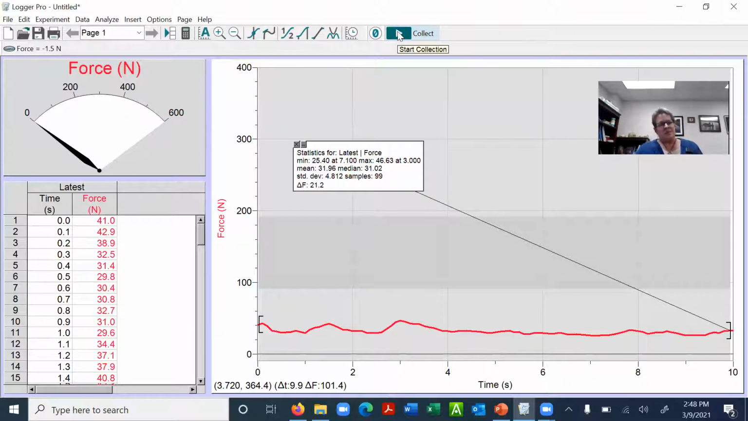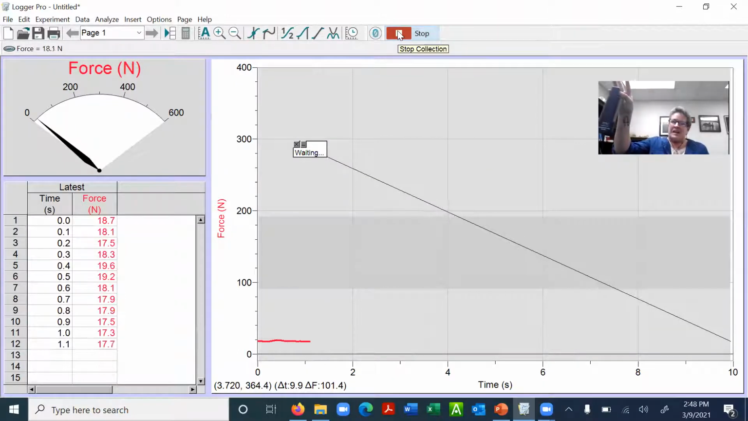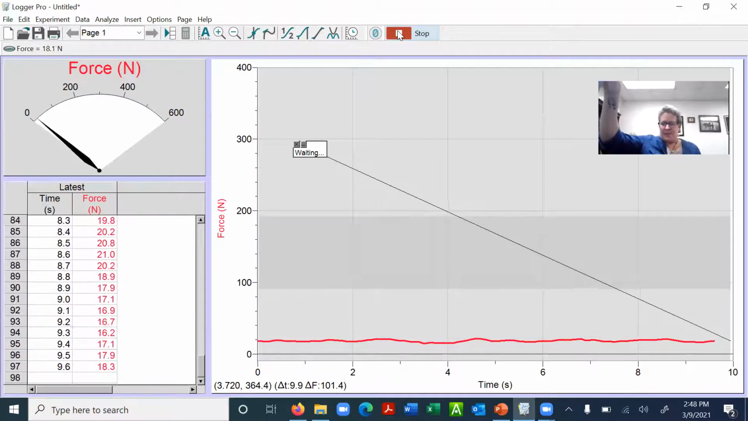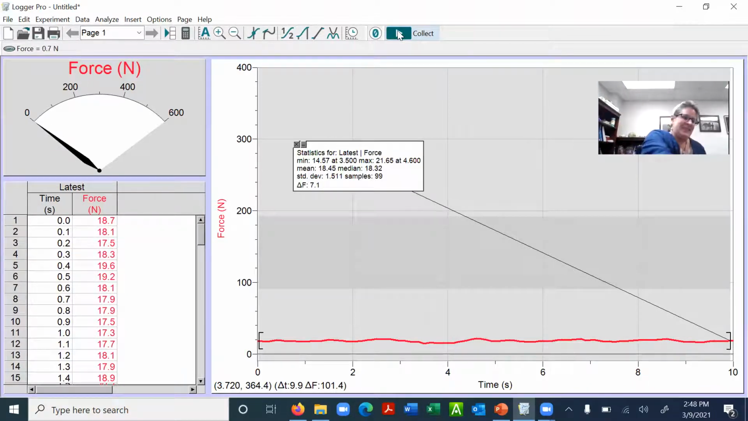I don't expect much from the pinky finger. I don't know about you. That's pretty pathetic. Okay, let's see what that is. Probably in the 20, maybe 10. It's 18. We'll round it up to 18.5.